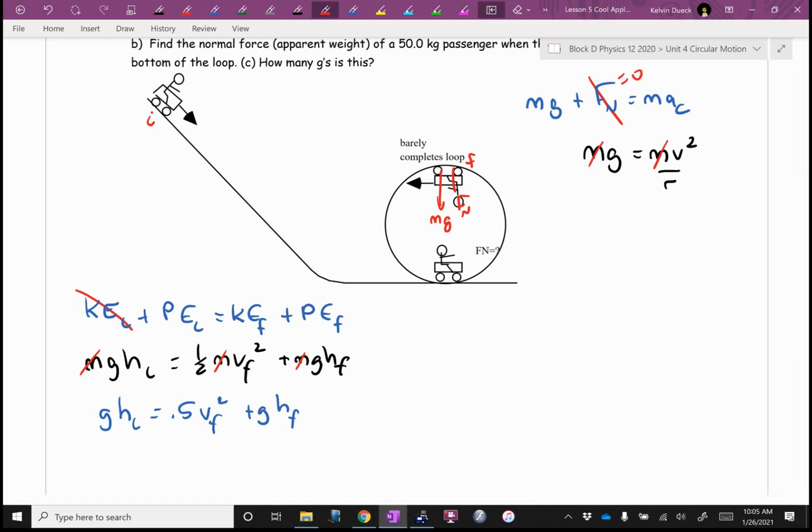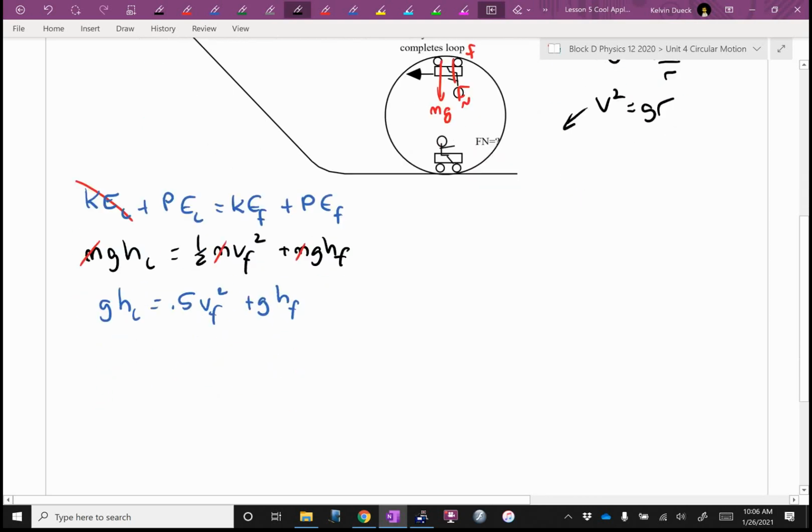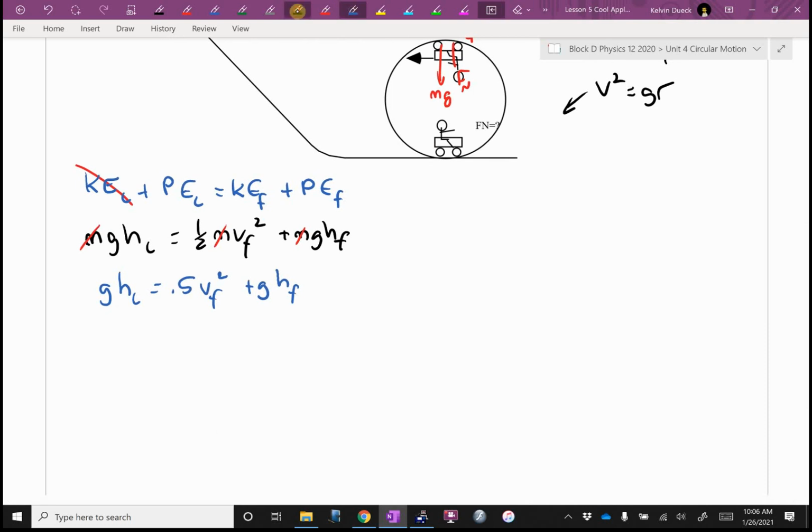Here's why. Carter, can you read to me these three things? 0.5 what? V final what? I'm going to get the V squared by itself. I could get the V by itself, but when I put it back in here, I'm going to square it right away. So why don't I just get the V squared by itself? So I'm going to say not V equals the square root of GR, but it turns out V squared equals GR. And that can go into my conservation of energy equation. I get this. G H initial equals 0.5 G R plus G H final.